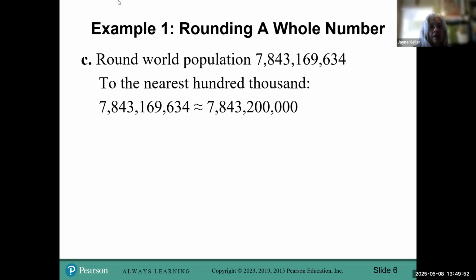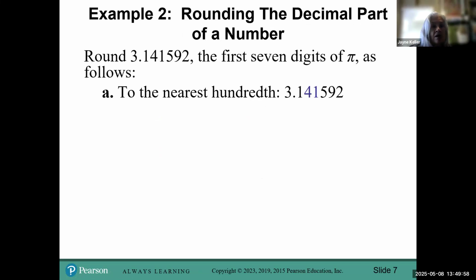All righty. Now we're going to take a look at doing this same process, but with decimals. Okay. All right. So we have here an approximation for the number pi, 3.141592. Those are the first 7 digits of pi. And if we want to round this to the nearest hundredth, so remember this place here, these are tenths. Then these are hundredths. These are thousandths, and so forth. So to round to the nearest hundredth, I find that hundredths place, which is right here. 4 hundredths.